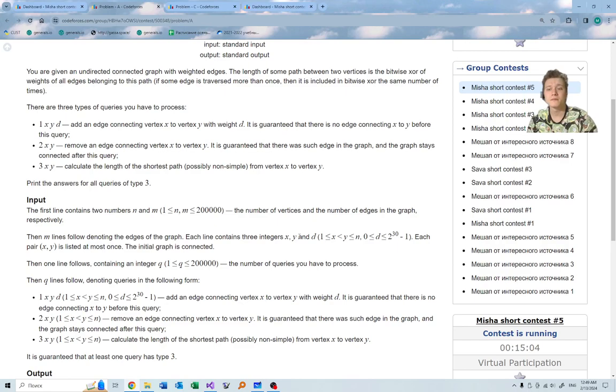Maybe we need some completely different idea. Yeah, so let's take all edges with the highest bit, the 29th bit. So we already have some sort of graph, which might be disconnected.